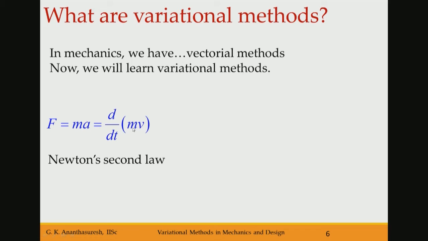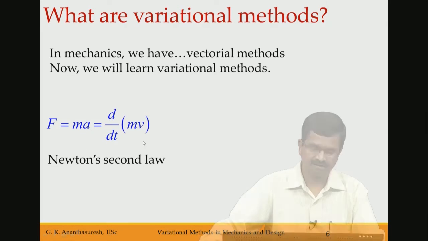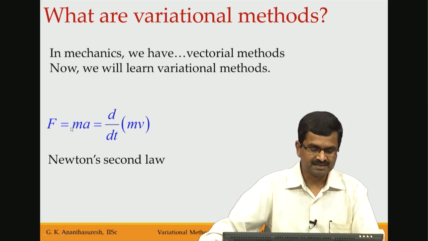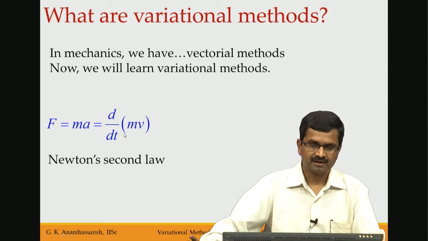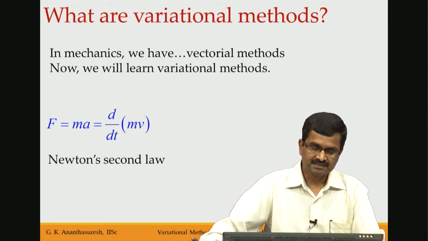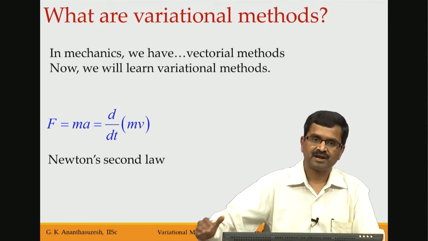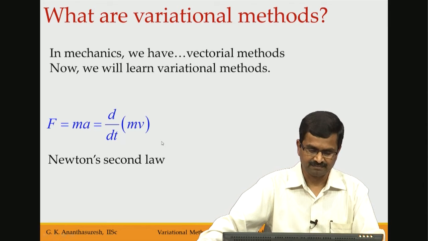M, we assume that it does not vary with time, it could vary, and v here is the velocity, the derivative of that will be the acceleration. F equal to ma, everybody knows Newton's second law. This is the vectorial method. We are basically looking at the inertia force ma and applied force F balancing each other, which is our vectorial way of doing dynamics. There is an alternative to this, just like we had an alternative to do static equilibrium.